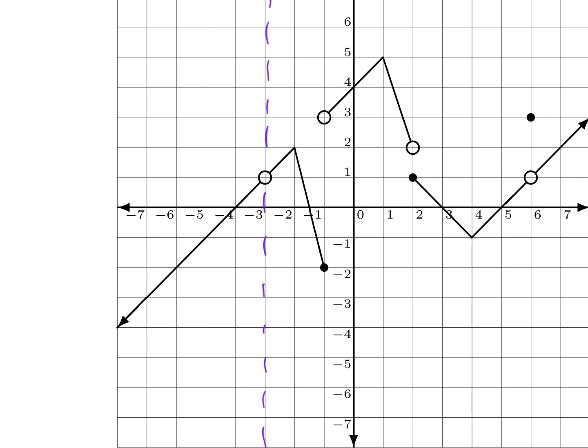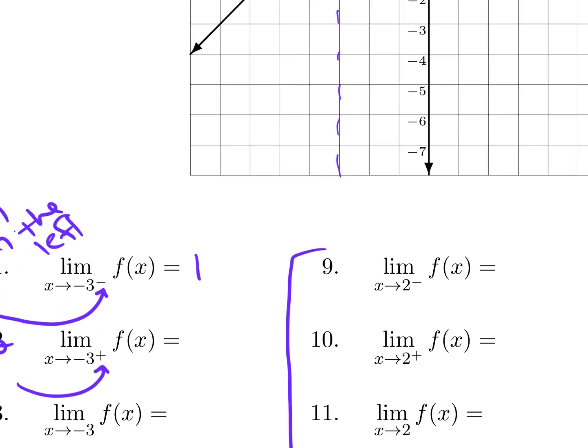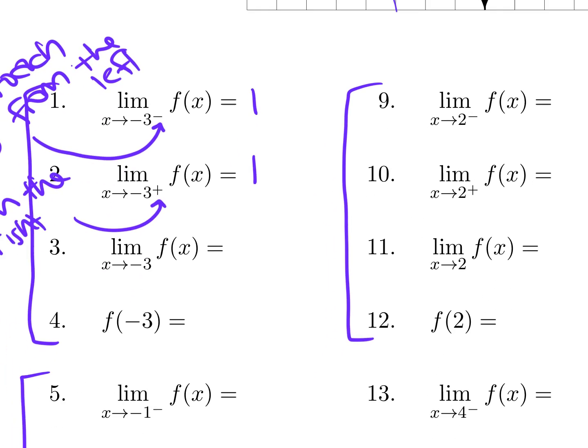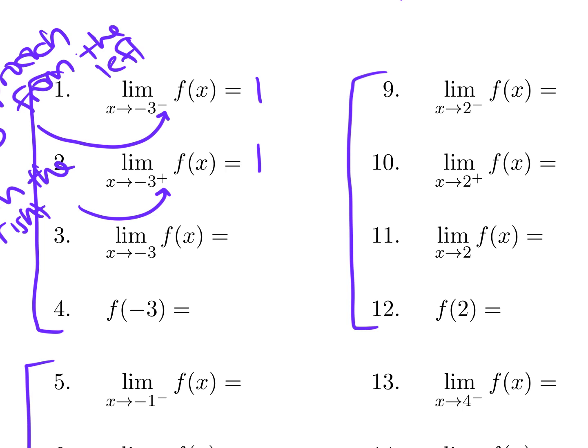1. So if they're both coming towards the same y value, what did we say about the limit at -3? If they're coming towards the same one, the limit is 1. If they are not coming towards the same number from either side, the limit does not exist. Okay? So if these two numbers are the same, that's your answer for this one. If those two answers are not the same, then this one is DNE.